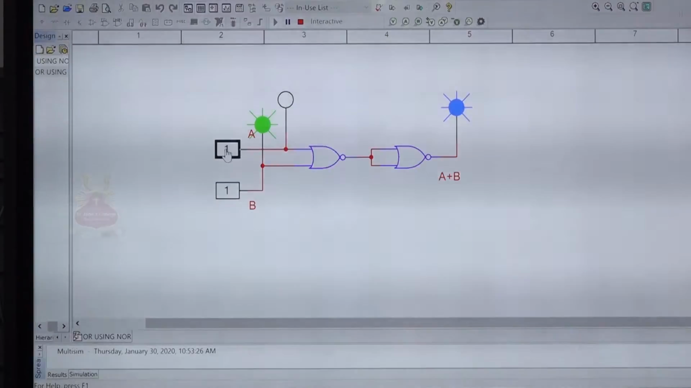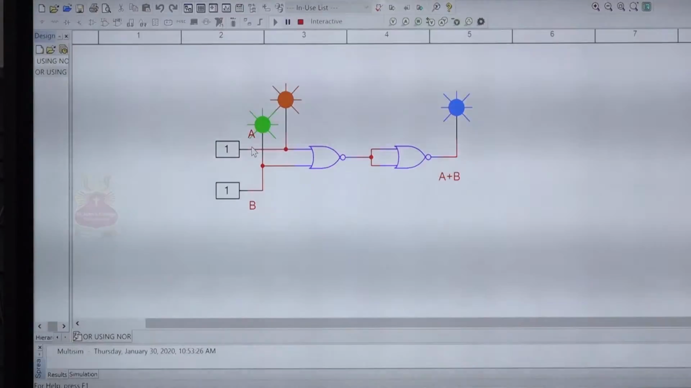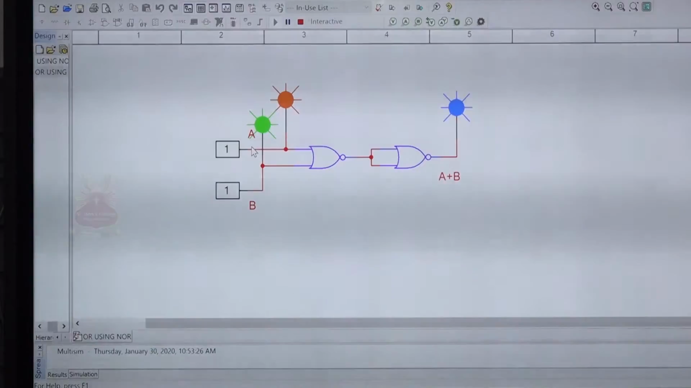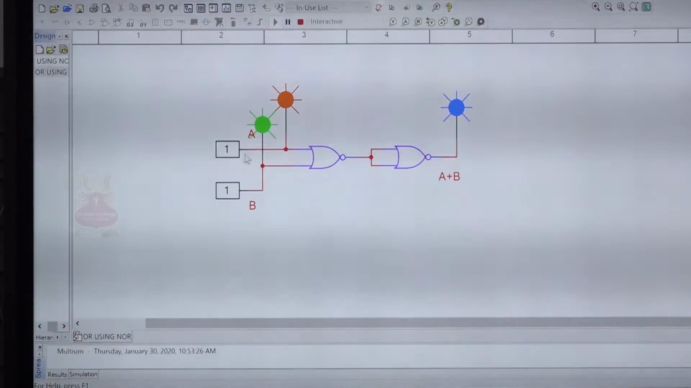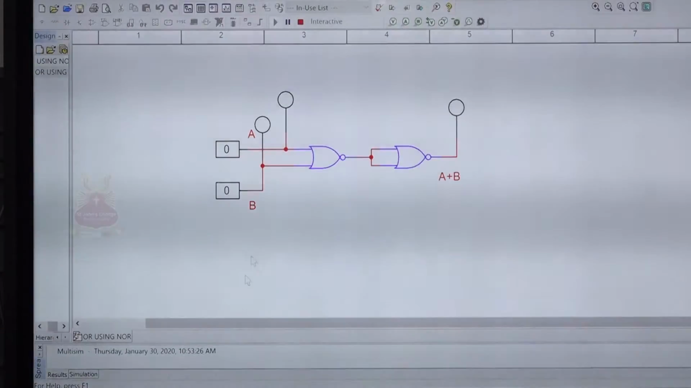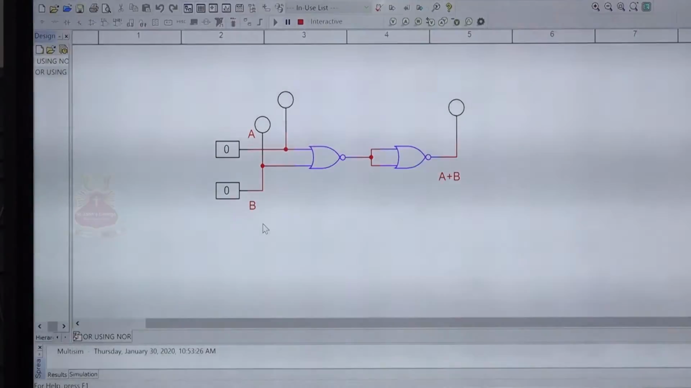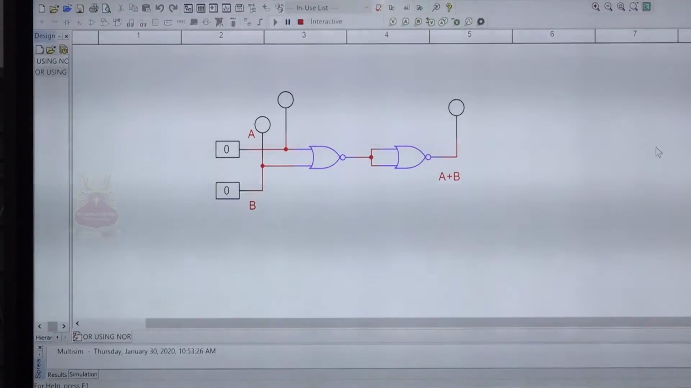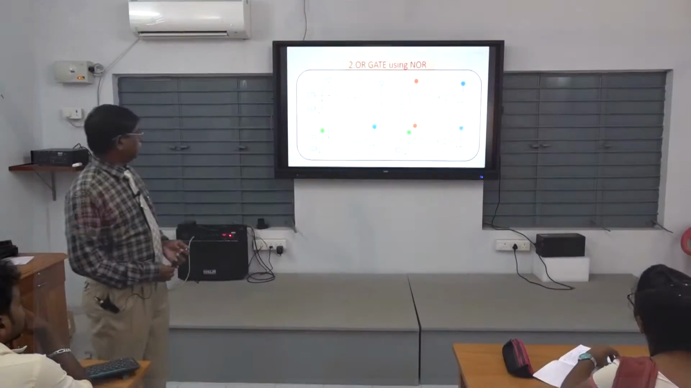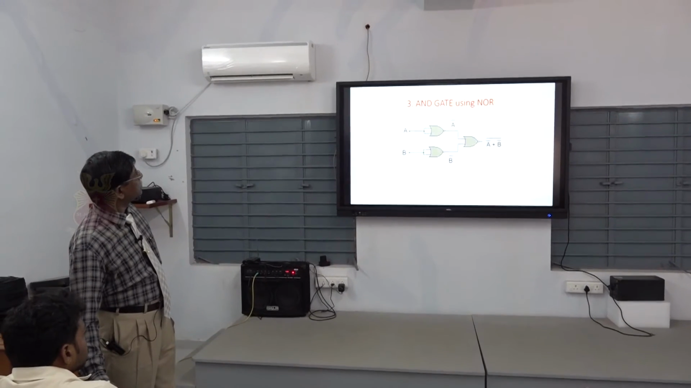When both inputs are made high, 1 plus 1 is again, in Boolean algebra, 1. Therefore you get the actual OR output using this combination. Okay. So only for 0 0 we get the false output, 0 output. So this particular arrangement functions as an OR gate. These are the snapshots of the various input output conditions.